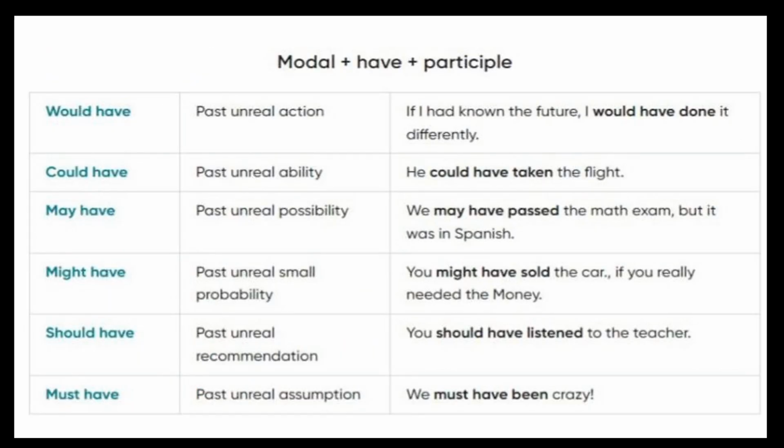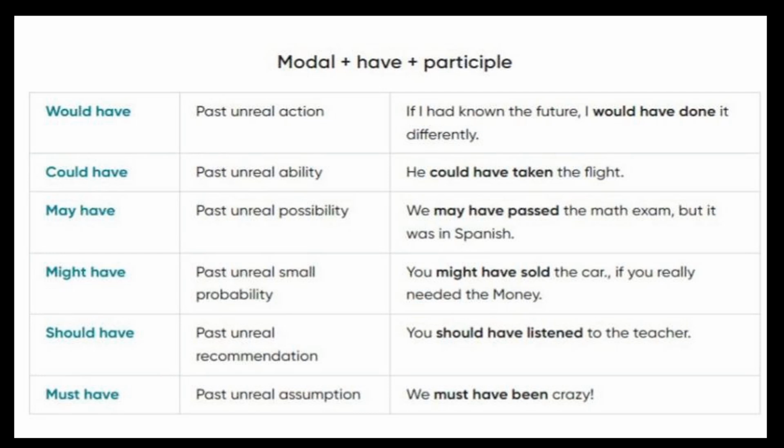Now let's look at the sample sentences when you combine the modal verb with have and participle. The first one, would have. What does it mean? Past unreal action. If I had known the future, I would have done it differently. The second one, could have. Past unreal ability. He could have taken the flight, but he didn't, right?